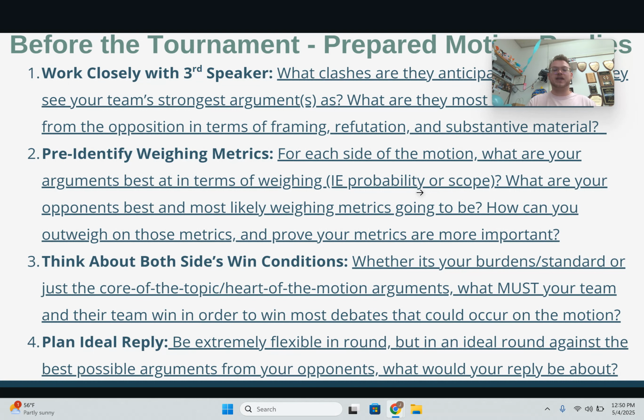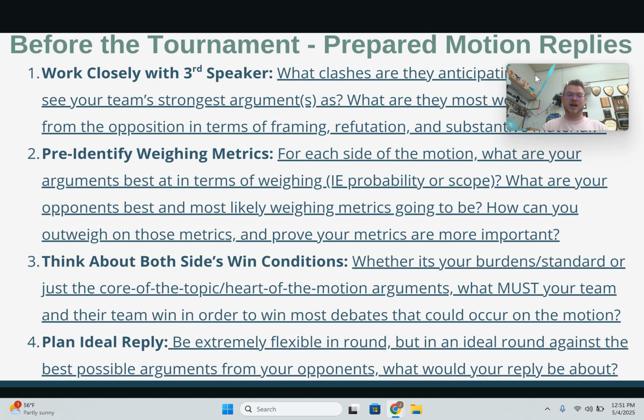You also need to think about both sides' win conditions, whether it's the burdens or standards, or just the core of the topic, heart of the motion arguments. What must your team win to win the round, and what must their team win to win the round, so that you can anticipate what you're going to need to do and what you're going to need to stop. You also can plan your ideal reply before the tournament, even just as a practice exercise or to create a sort of template for yourself. Be extremely flexible in the round, but imagining that the ideal round occurs where your team does its absolute best against another team doing their absolute best, so they're making the best possible arguments and the best possible responses. What would your reply be about?